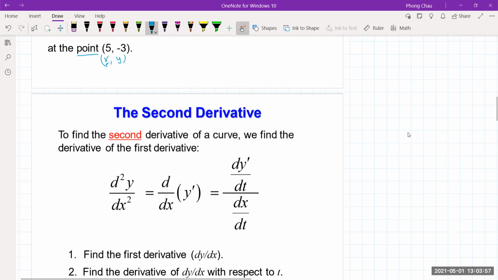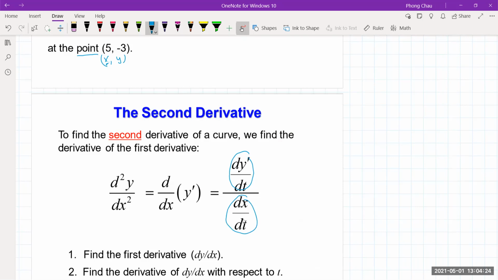Now, remember our formula for the derivative. If you take a derivative of that with respect to x, that'll be the derivative of y prime with respect to t divided by the derivative of x with respect to t. So again, we have two parts: the derivative of the first derivative with respect to t, divided by the derivative of x with respect to t.